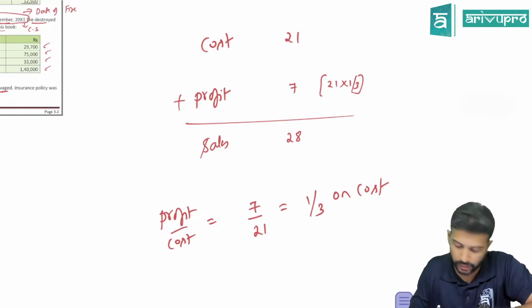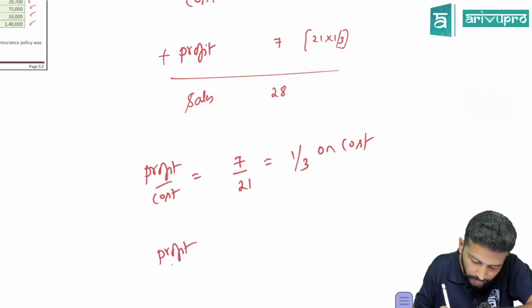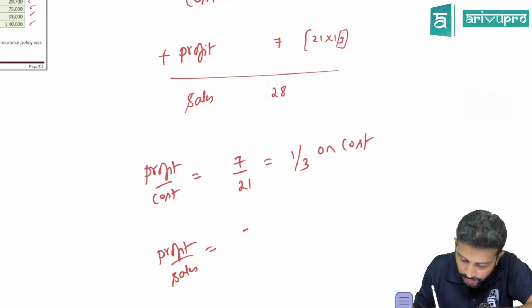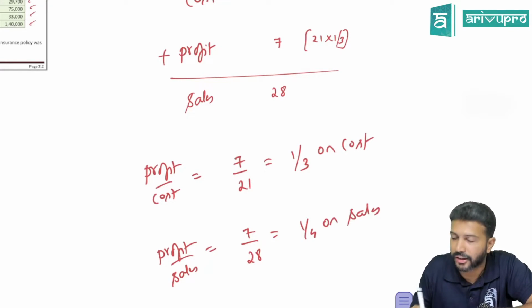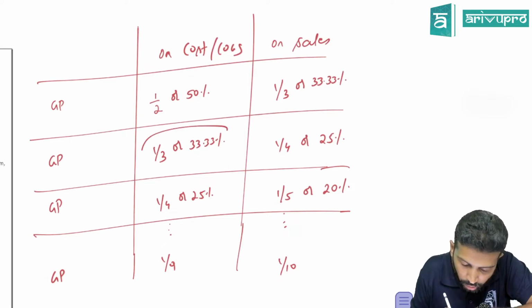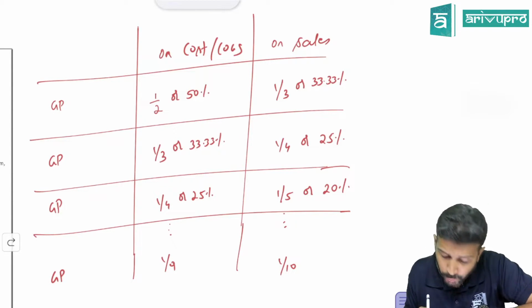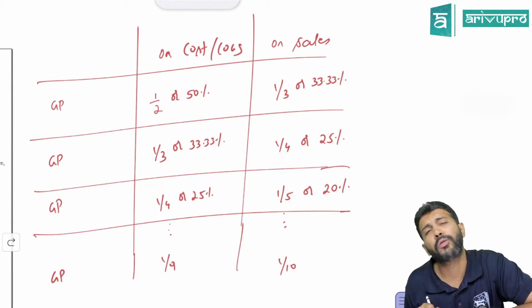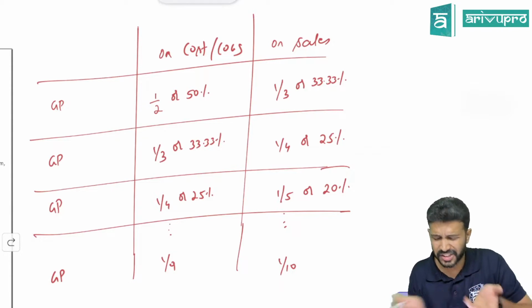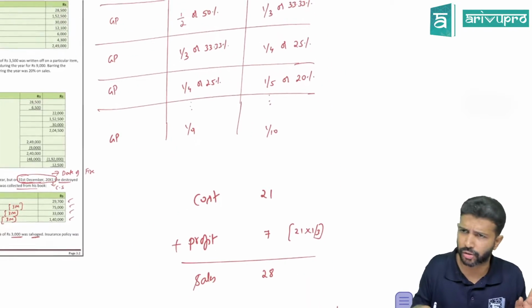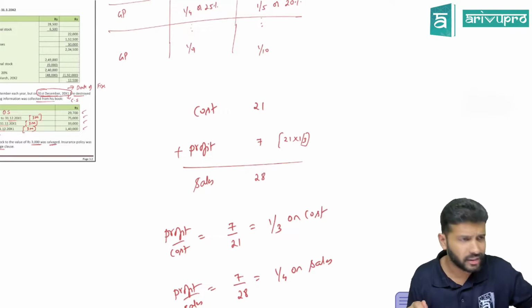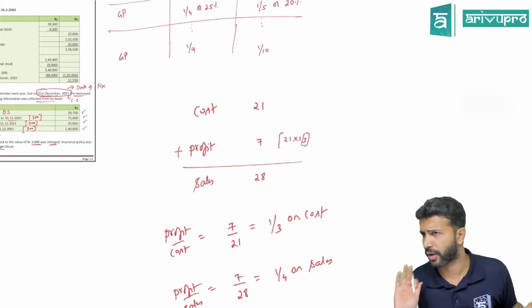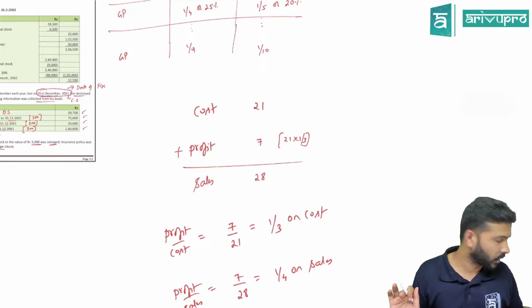Okay? All right. Let's now do profit upon sales. Profit is how much? 7. Sales is how much? 28. How much is it coming to? 1/4 on what? Sales. What did our equation tell? If profit is 1/3 on cost, it will always be 1/4 on sales. And it's just a mathematical way of representation. That's all. Okay, you can prove. If you forget the equation, assume random numbers like this and try to retrace that equation. Is it okay? People are okay with this now?